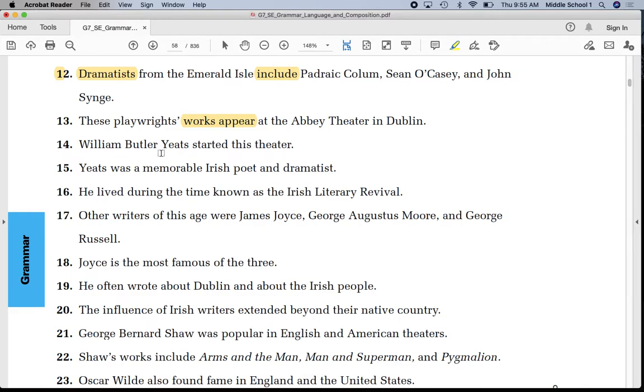William Butler Yeats started this theater. This is a proper noun. This is the name of a person. This is the simple subject, William Butler Yeats. What did he do? He started. Line between Yeats and started. Number 15, Yeats was. Line between Yeats and was.